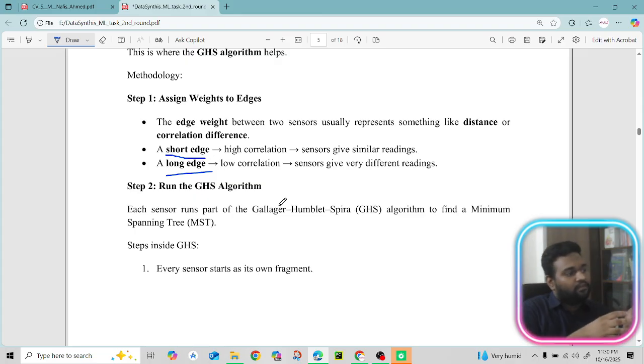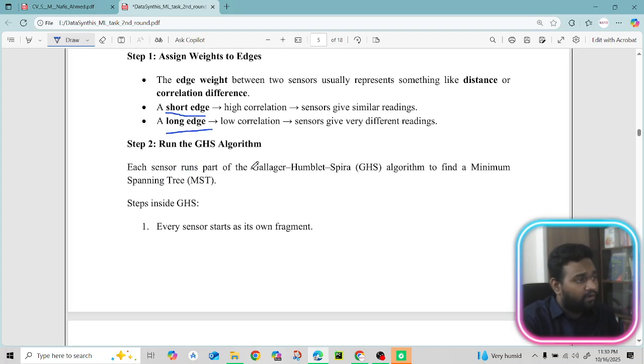Now, what is a long edge? A long edge is when the readings are totally different. Like a humidity sensor is giving one value, and a temperature sensor is giving a different value. It's totally different sensors with different readings. So I'm going to call this a long edge.